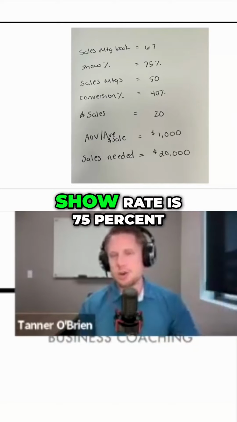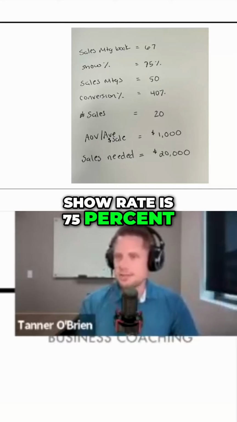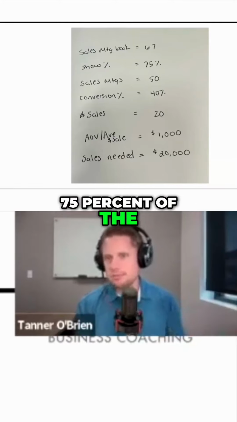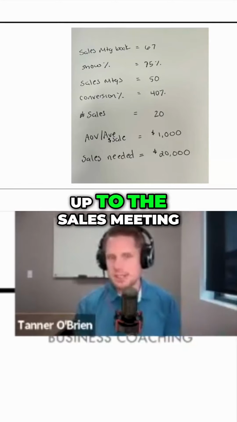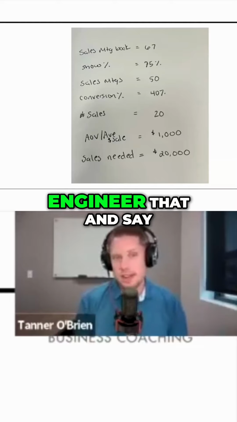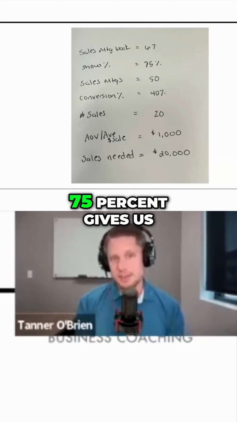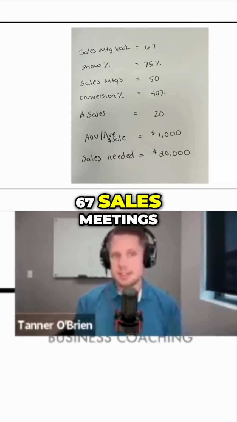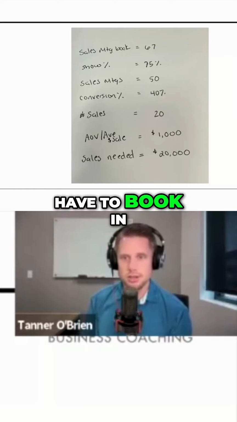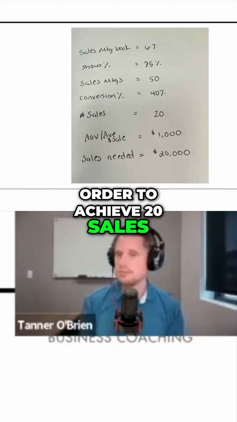Well, I know that my show rate is 75%. On average, 75% of the meetings that I book actually show up to the sales meeting. So we can reverse engineer that and say 50 divided by 75% gives us 67 sales meetings. That's how many I have to book in order to achieve 20 sales.